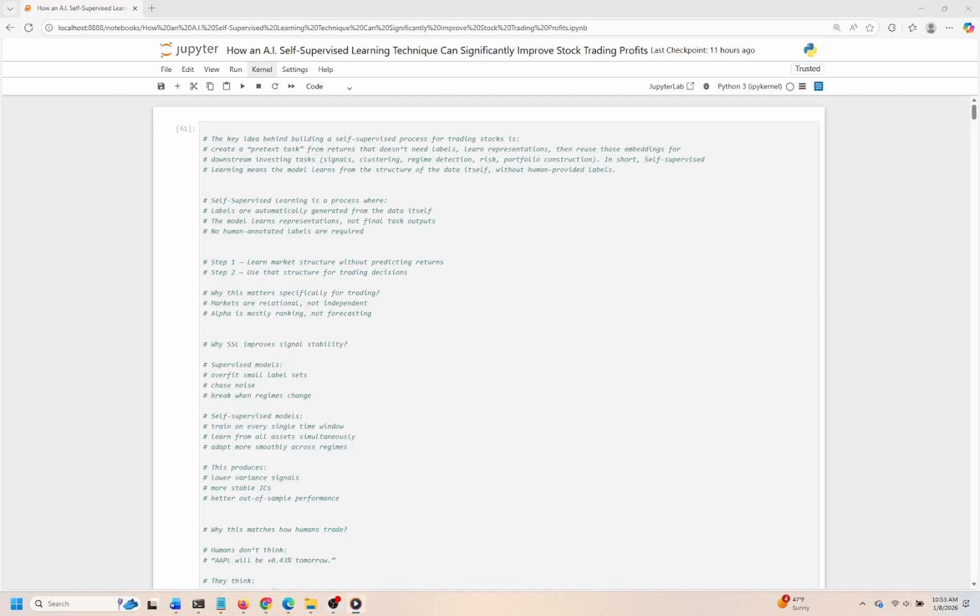Cell 1. In this cell, we delve into the concept of self-supervised learning in the context of stock trading, highlighting its significance and practical application. The key idea is to create a pretext task based on market returns that allows the model to learn representations from the data itself rather than relying on human-generated labels.